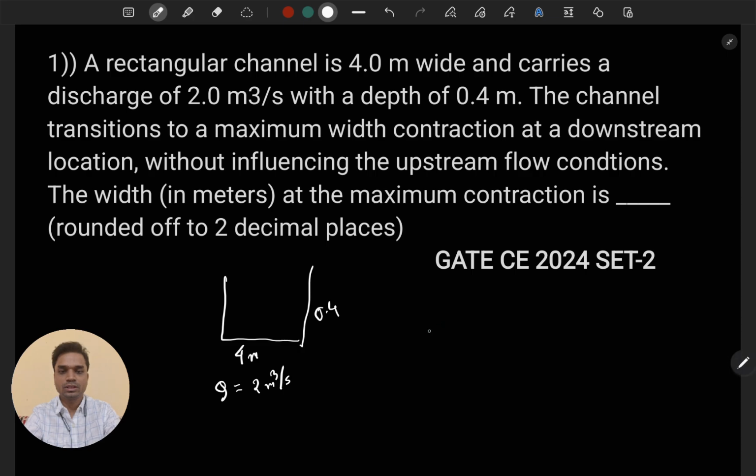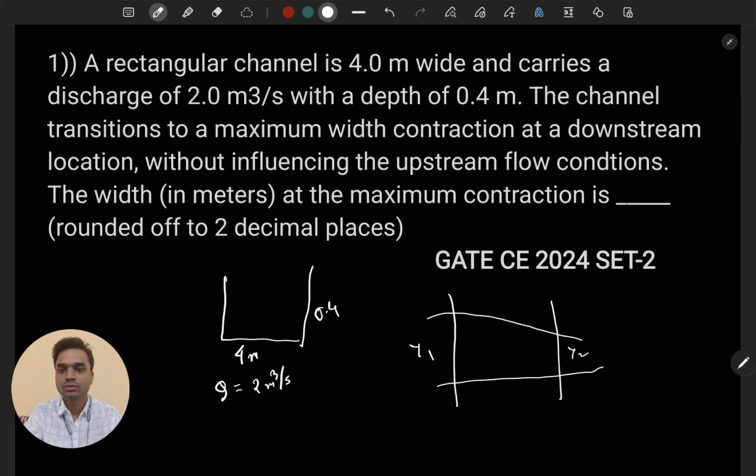If you see the plan of the situation, they have given it this way. This is the y1 section and this is the y2 section. The transition downstream should not influence the upstream flow condition. They are asking for the maximum width in meter at maximum contraction, in meter and up to 2 decimal places.